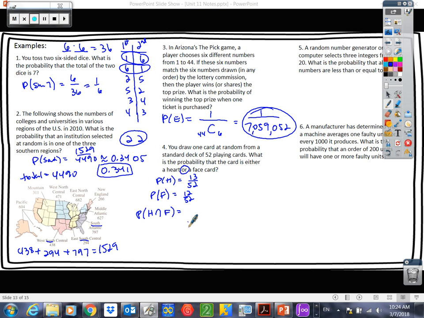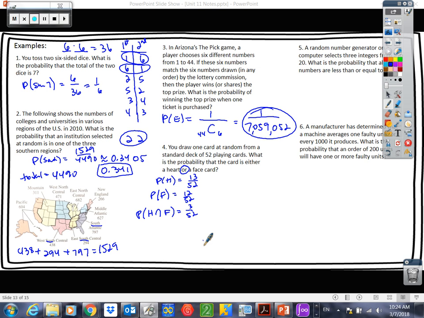So how many hearts are face cards? What did we say? 3. There's 3 hearts that are face cards. So my formula, what I'm going to do is add these 2 probabilities up, and then subtract this out. Basically, I'm taking out the duplicates.